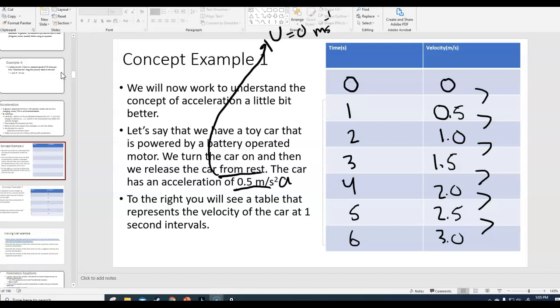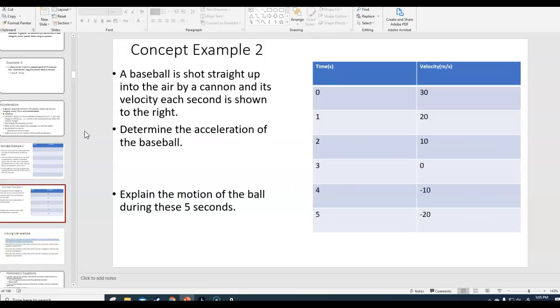Let's do one more concept example. Concept example 2 says a baseball is shot straight up into the air by a cannon, and its velocity each second is shown to the right. The first question says determine the acceleration of the baseball. The second question says explain the motion of the ball during these 5 seconds. So let's look at the table first.